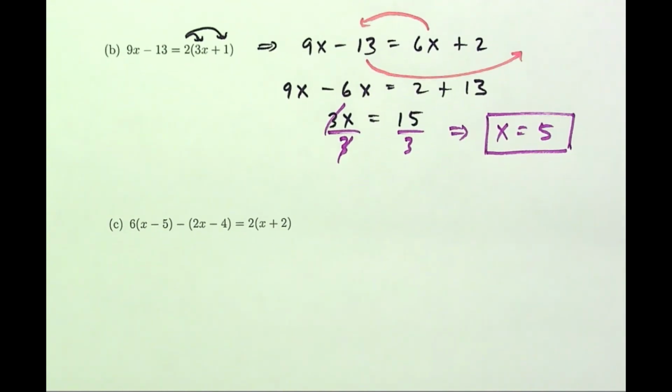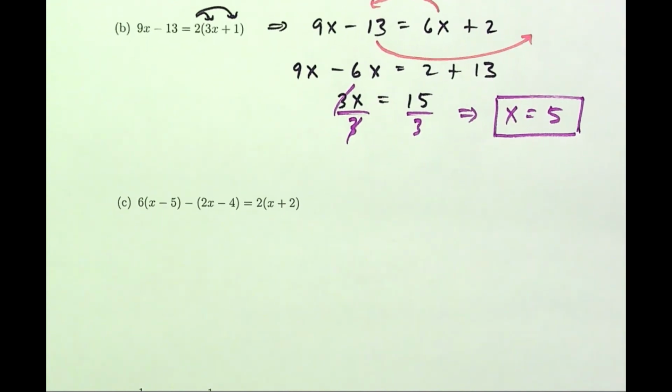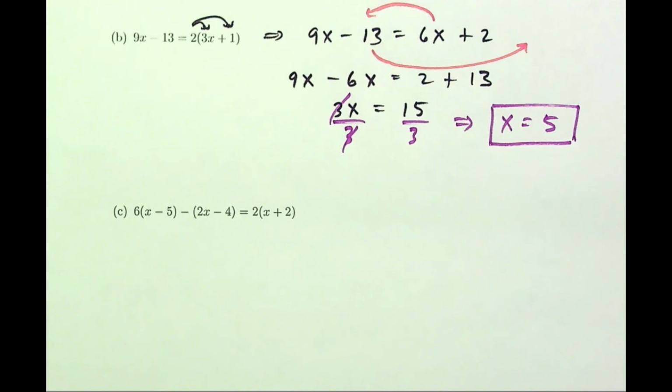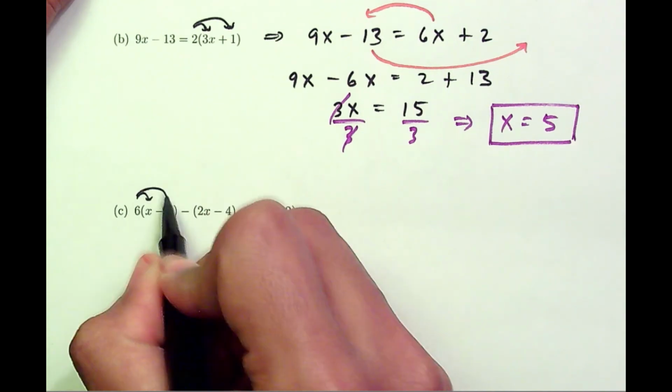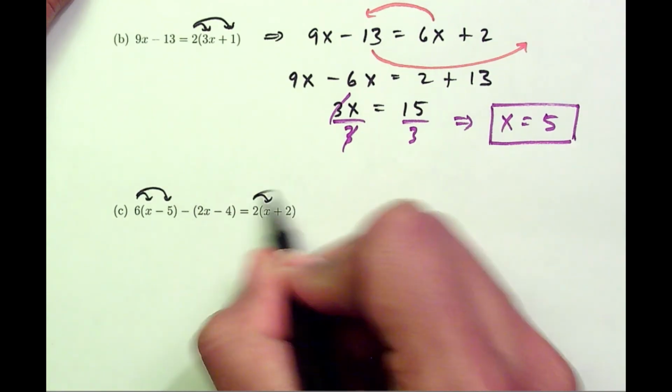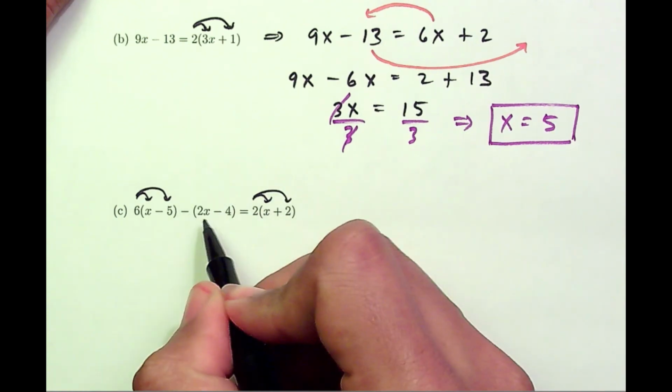All right, this one has many more parentheses, but it's still the same. So let's tackle this one. You need to get the x's out of all those parentheses, so let's distribute. We're going to distribute that, we're going to distribute that, and this minus also has to be distributed.